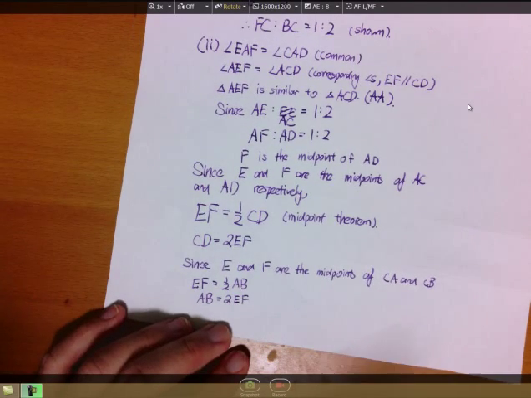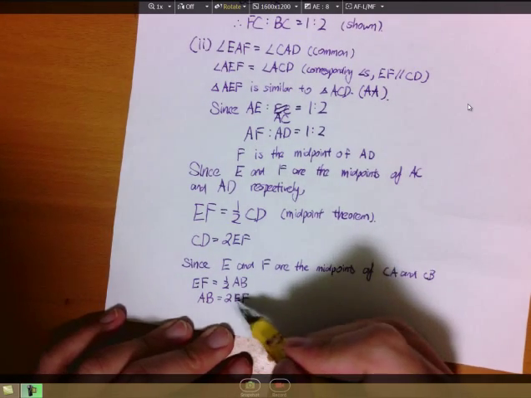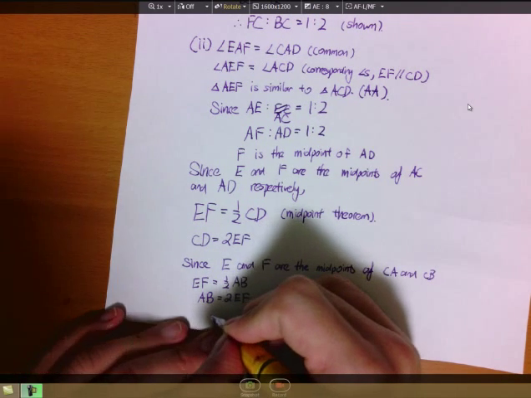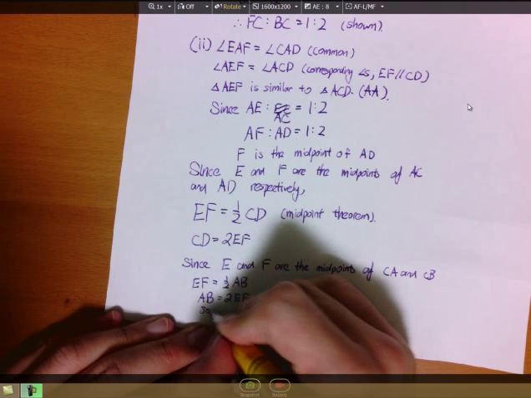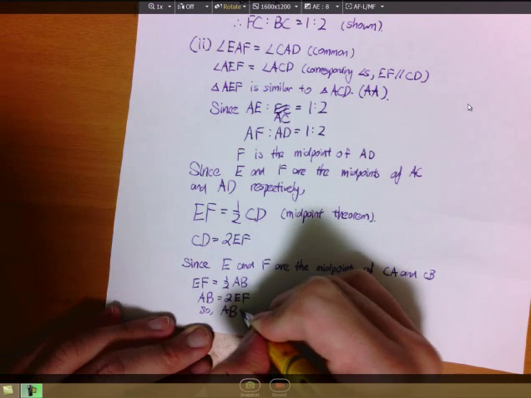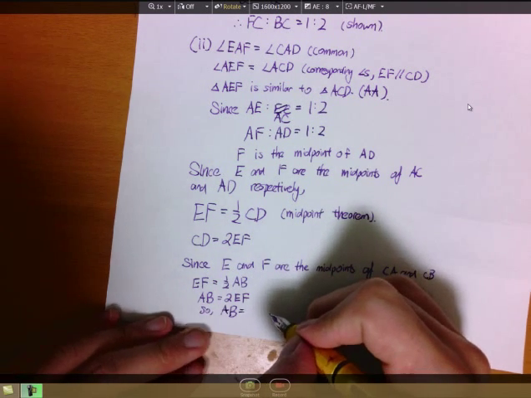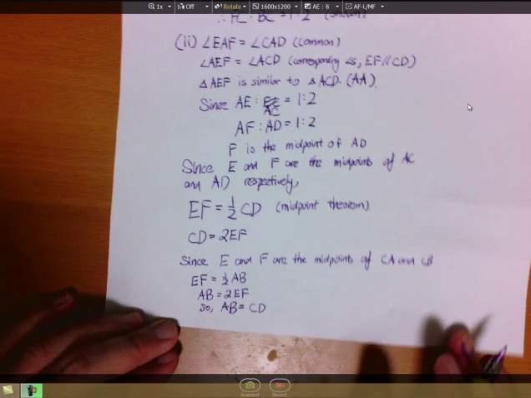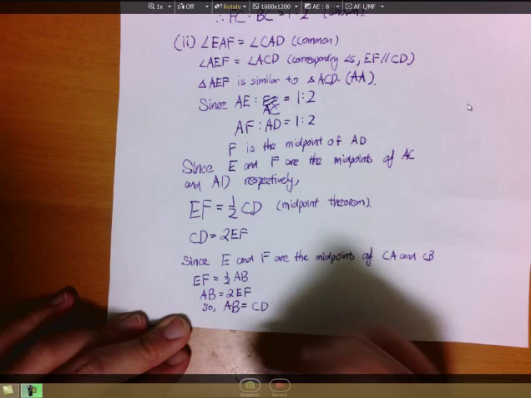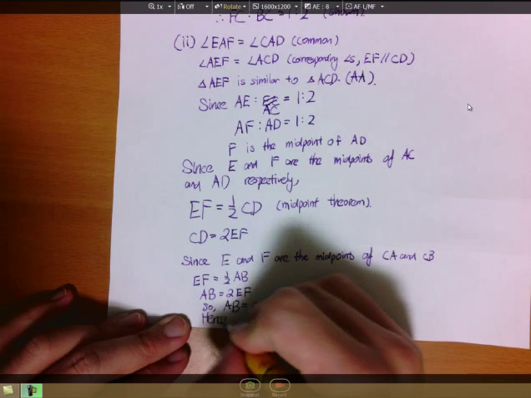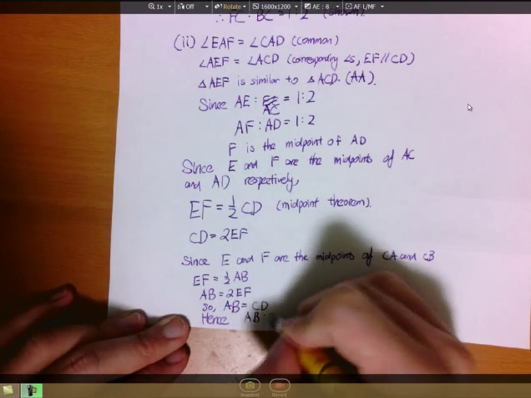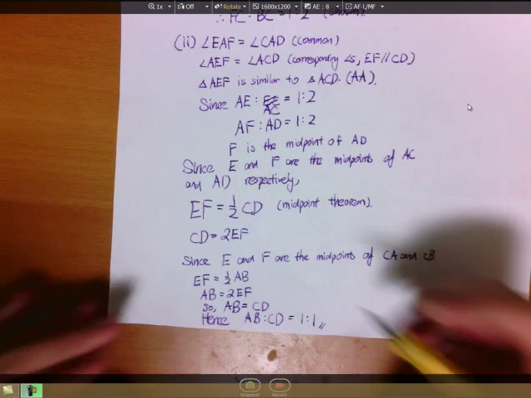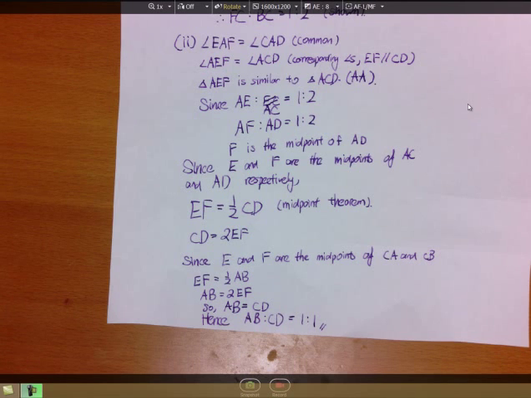So 2EF is equal to AB, 2EF is equal to CD. So thus, AB is equal to CD. Since they are equal, hence AB is to CD is equal to 1:1. And I am done with question 17.